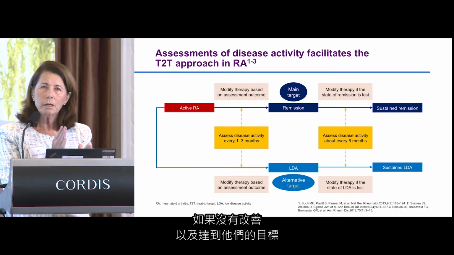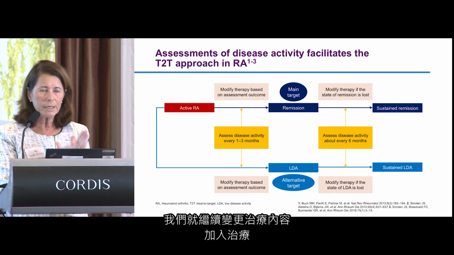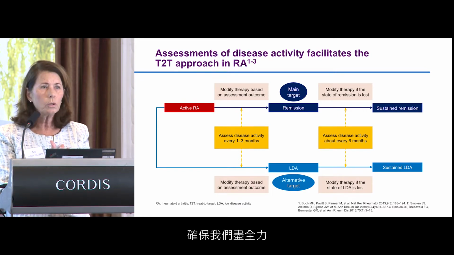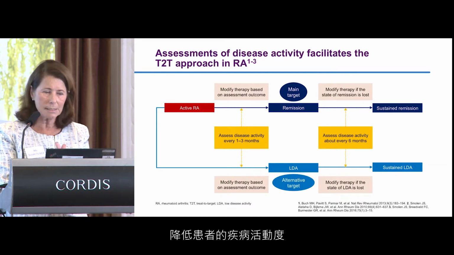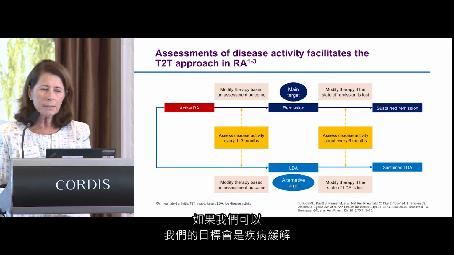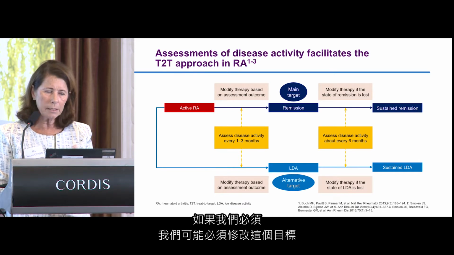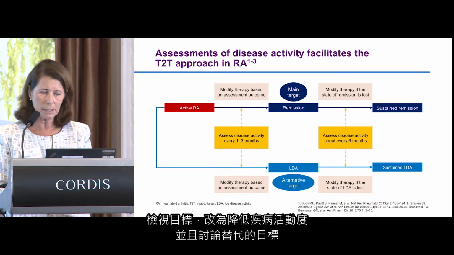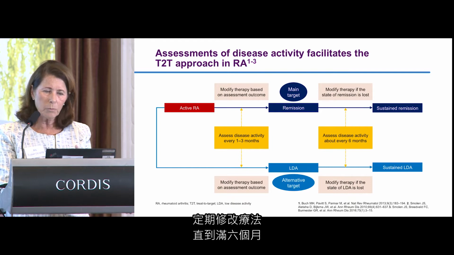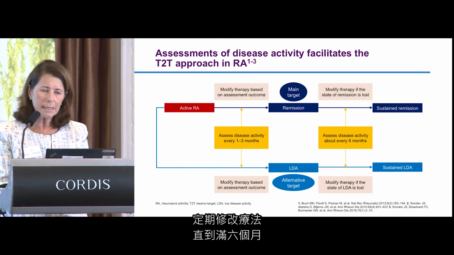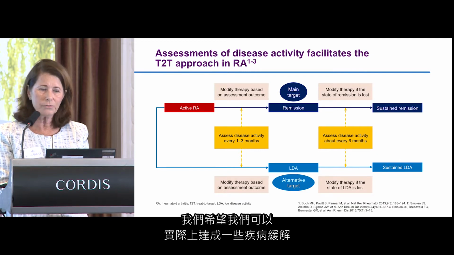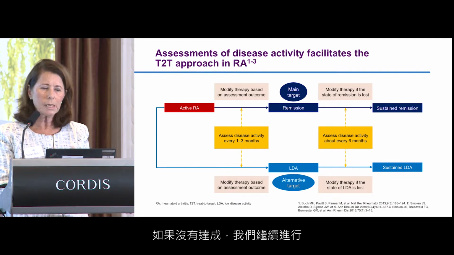And if they're not improving and achieving their goal, we keep changing their treatment, adding in treatment, to make sure that we're trying our best to get their disease activity down. If we can, we're aiming for this remission, and if we have to, we may have to modify it and review it for low disease activity and look at an alternative target. And the therapy, modify the therapy regularly until we get to 6 months, and we would hope we might actually have achieved some remission. If we haven't, we keep on.